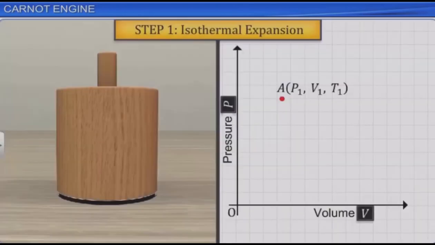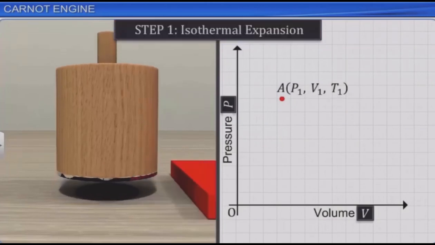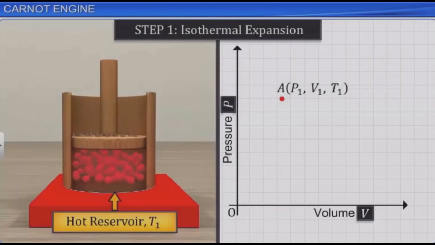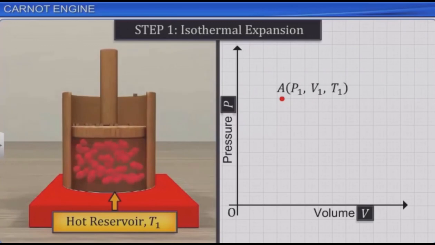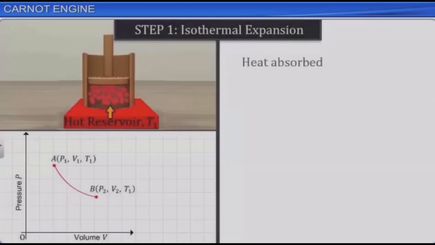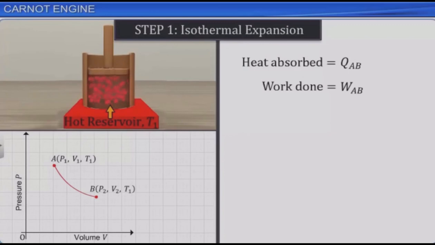In the first step, place the container on a hot reservoir, which is at a constant temperature T1, and slowly remove some of the tiny weights one after the other, and allow the gas to expand isothermally. During this expansion, let the state of the gas change to P2, V2, T1, which is identified by point B in the PV diagram.